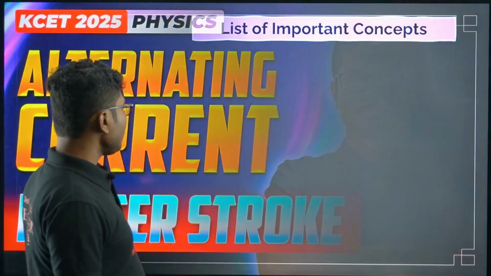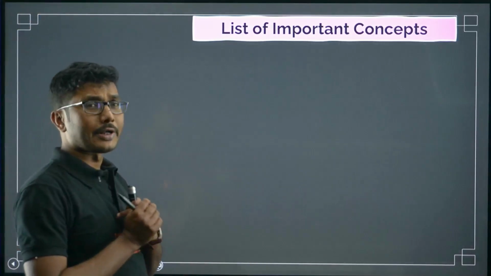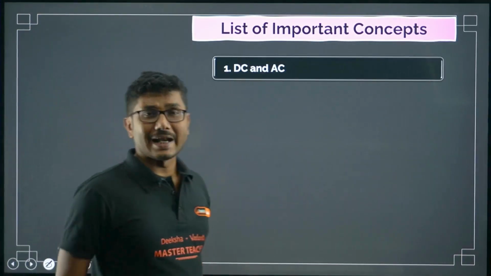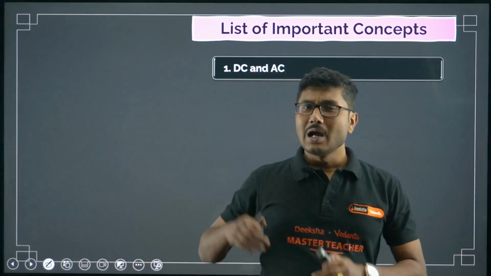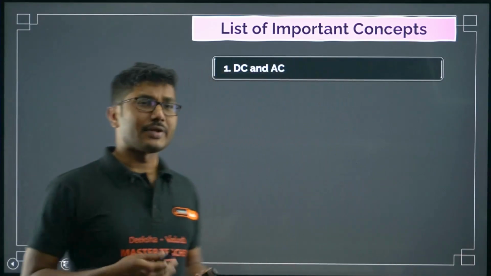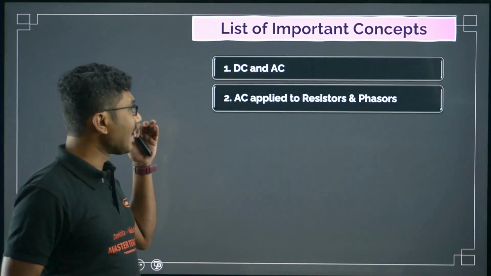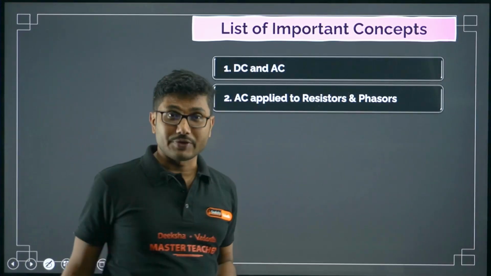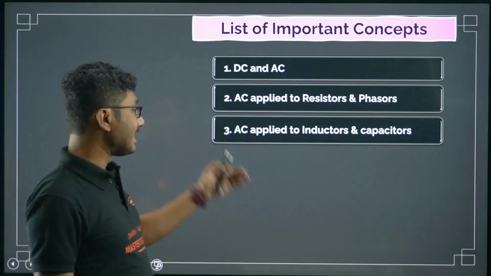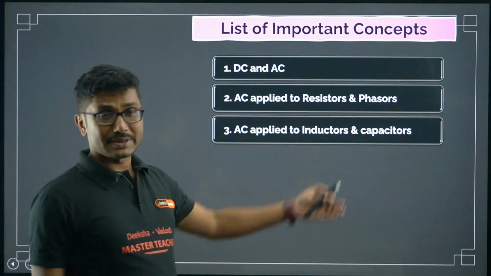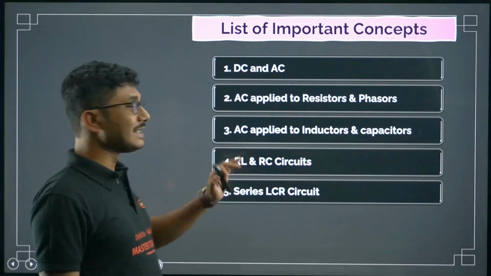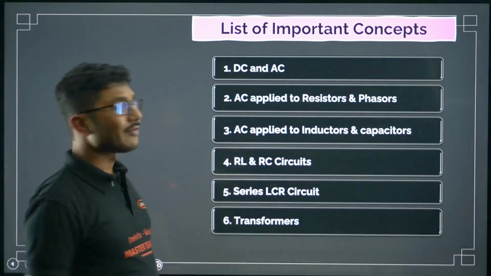Let's start with the list of important concepts in this session. First we have DC and AC. Very basic, but you cannot skip it: the difference between AC and DC. Then we have AC applied to resistors and the corresponding concept of phasors. Then AC applied to inductors and capacitors. Then RL and RC circuits. We have the series LCR circuit, and lastly we have transformers.